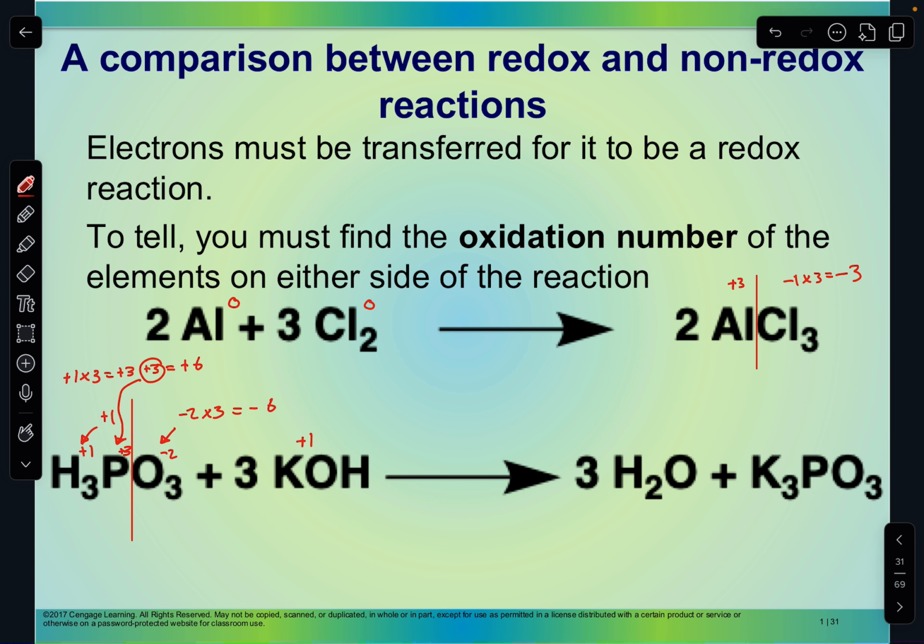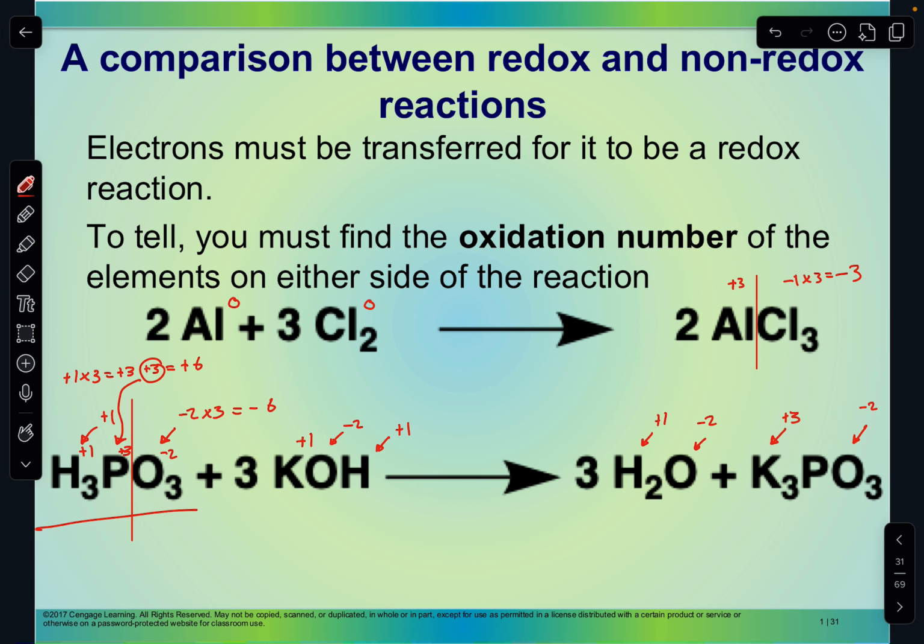Potassium is going to have a +1. Oxygen when it is in peroxide has a -1, but it is not in peroxide, it's just in hydroxide, so it has a -2. And hydrogen is going to have a +1 because it's not bound to a metal. Over here we have the same thing, +1. We have a -2. Over here we have a +3. And here we have a -2.